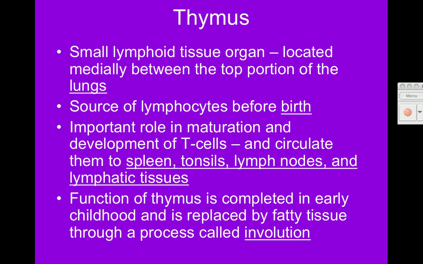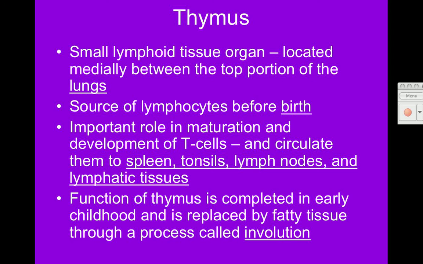Now, in early childhood, by puberty, the function of the thymus is actually completed. And then it undergoes a process called involution, where it stops functioning gradually and gets replaced by fatty tissue over time. We think that this ceasing of the function of the thymus may actually be tied to some of the things that we experience as part of the aging process.